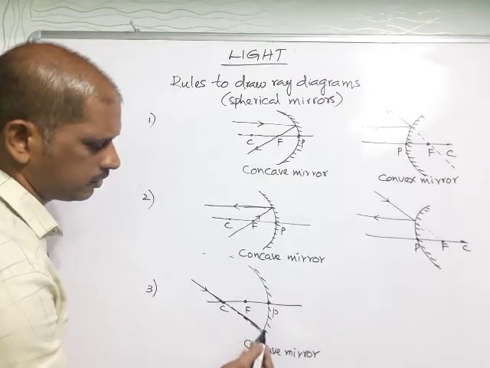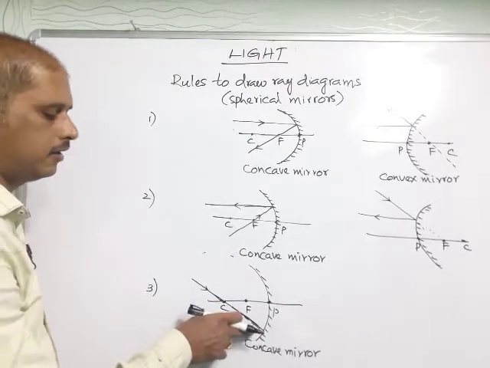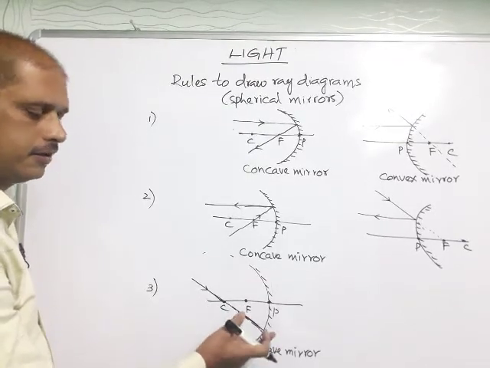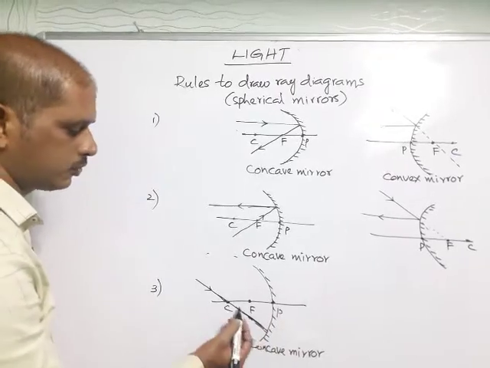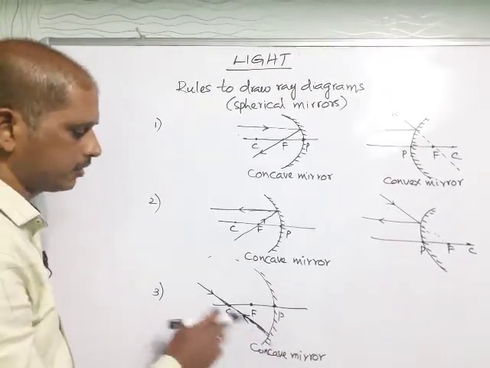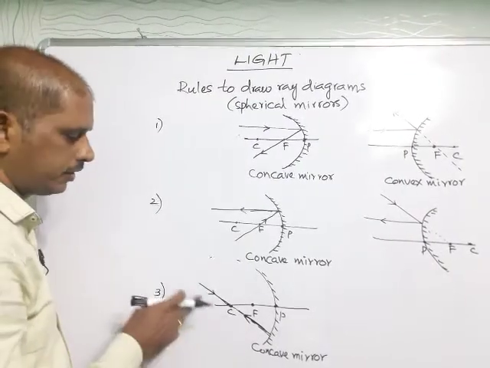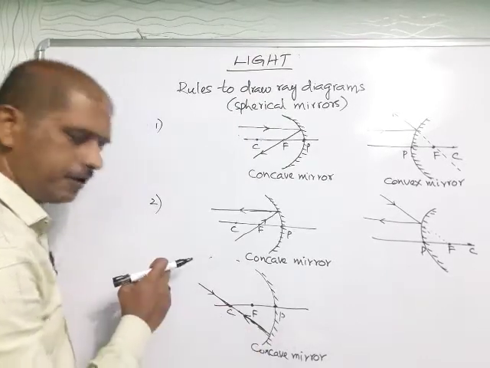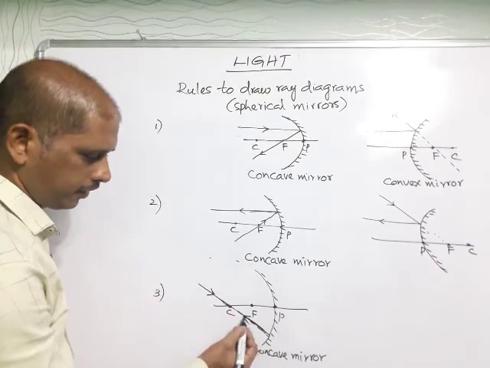Why? Because it is incident perpendicularly. When it is incident perpendicularly, the angle of incidence and angle of reflection are both the same, and this is 0. The angle of incidence and angle of reflection are 0. So the reflected ray passes through the same path, or we can say it retraces the same path. You have to remember that a light ray which is passing through the center of curvature again retraces the same path. So this is the incident ray, this is the reflected ray.